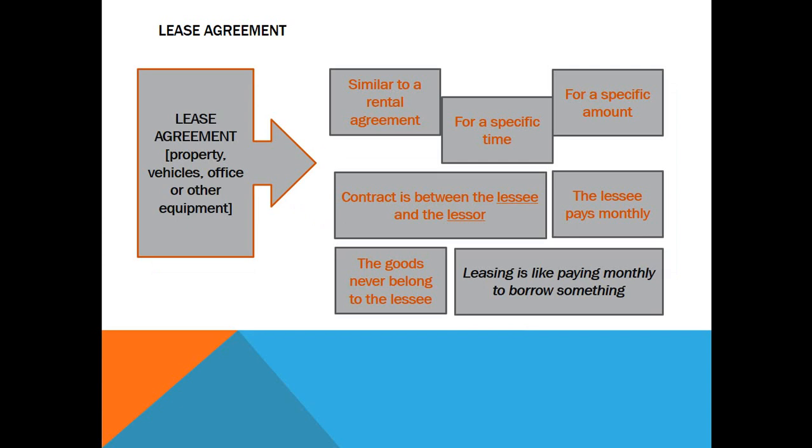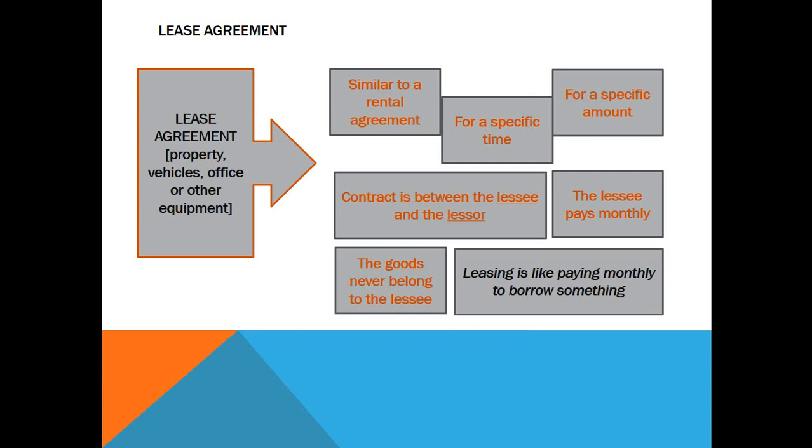So the lease agreement is sometimes used for property, vehicles, office, or any other equipment. It's very similar to a rental agreement. But what's different here is that it's for a very specific period of time, whether it's 2 years, 3 years, 6 months. And coupled with that, it's for a specific amount of money that you need to pay every single month. So as we said before, this contract is between the lessee and the lessor. And the lessee has to pay monthly in order to use these goods. But remember here, he never ever becomes the owner of that item.